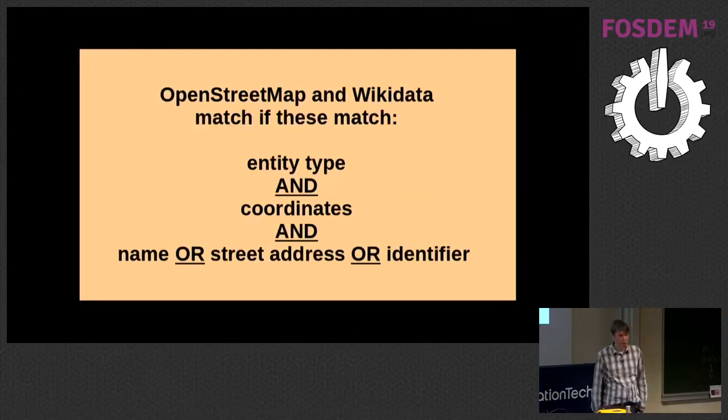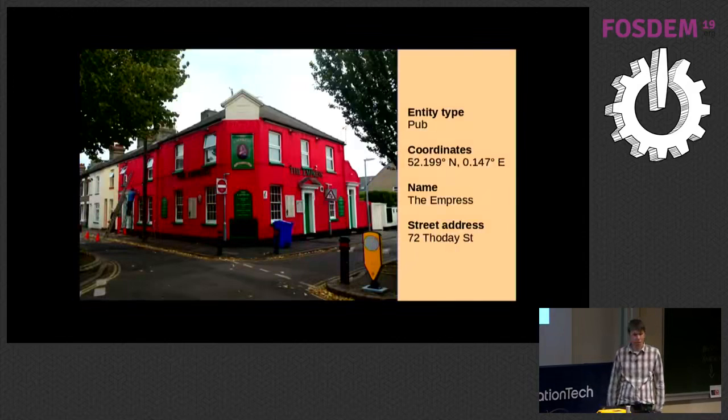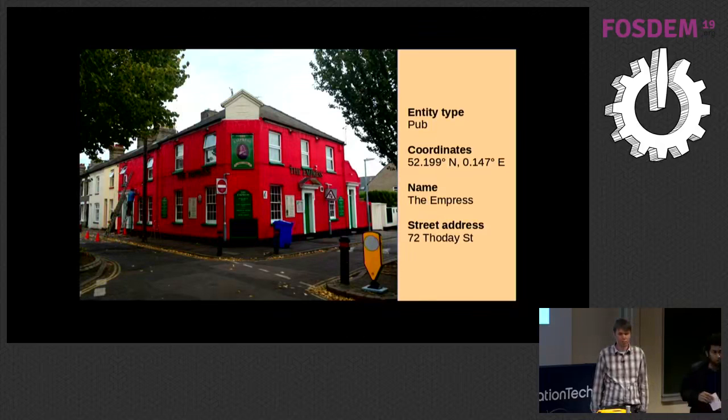The system uses these matching criteria for deciding if something is a match between the two systems. Here is an example. Here's a pub. So entity type, coordinates. The system looks at the name and sees if the name is the same. It does some normalization on the name. It lowercases the name and removes bits and pieces like that. And if it can't match on the name, then it'll try matching on the street address.